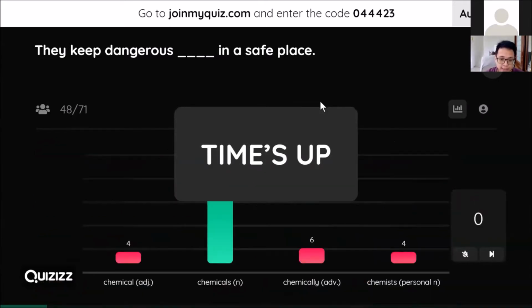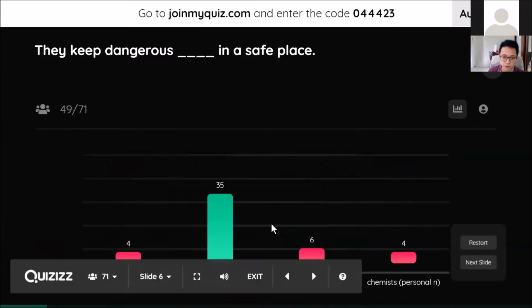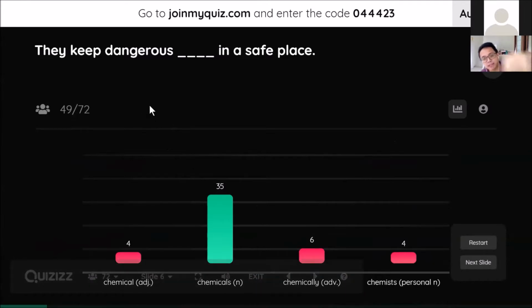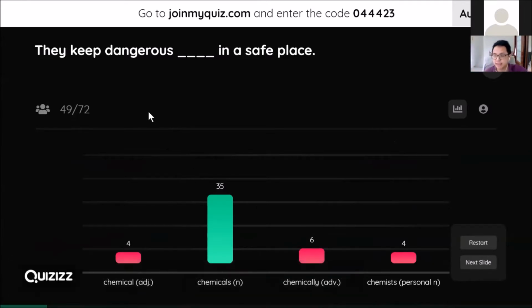Okay, so look at this sentence. I think most of you did answer the question. They keep dangerous in a safe place. Dangerous 是形容词来形容它的名词，所以这个是形容词，所以后面一定要有名词。所以的名词是 chemicals. The noun is chemicals. Okay, a lot of chemicals.